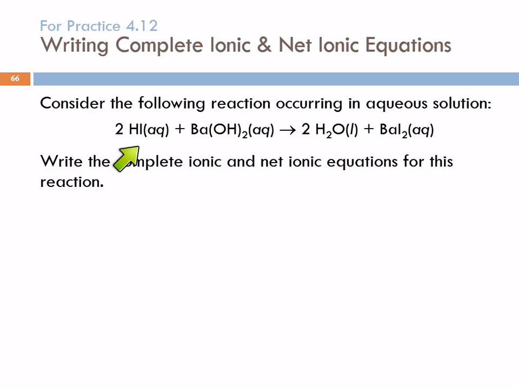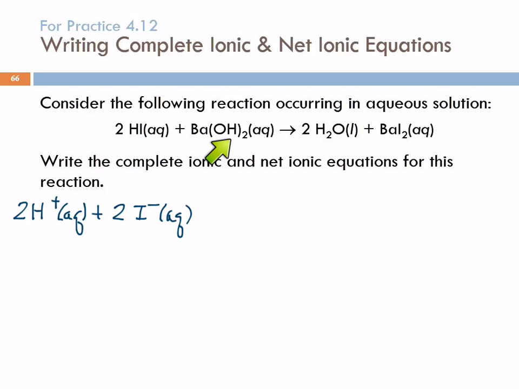So we are going to look at each of these species. Here, this is aqueous, so we're probably going to break it into ions, but we need to be careful because this is an acid. Is HI a strong acid? Yeah, it's one of those 6. So HI is a strong acid. Strong acids dissociate completely, and so we're going to write it as ions. So we've got 2H+ aqueous plus 2I- aqueous. You have to include the charges, and there were 2 of those molecules, and so we're going to get 2 of each of the ions.